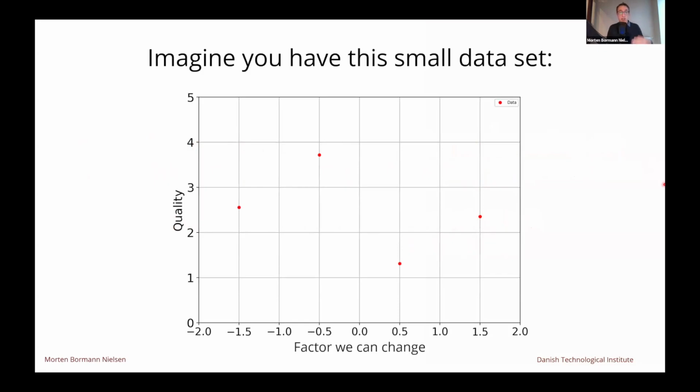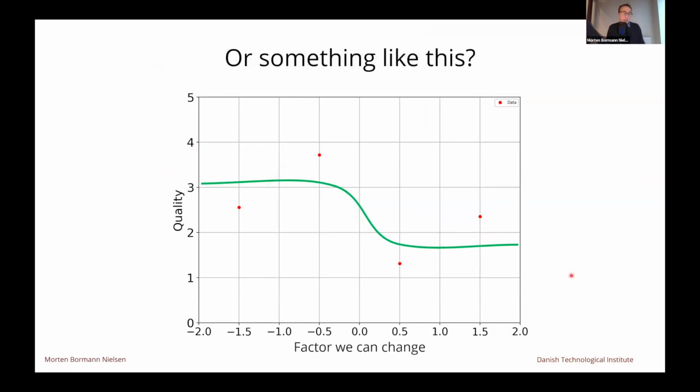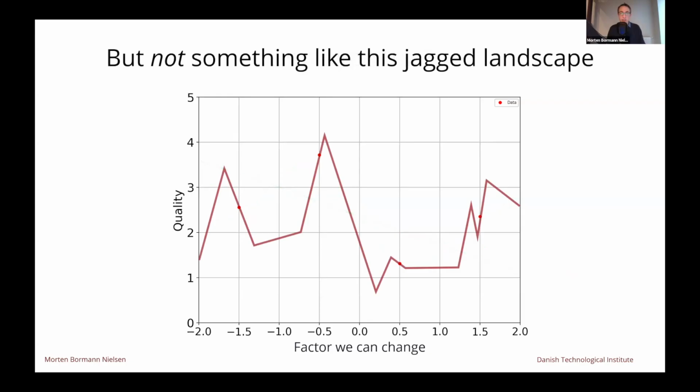But I want you to imagine that you have been given this small data set. There's a single factor that is changing along the x-axis. And again, we have quality along the vertical axis here. So the question is, how would you explain these data? What trend do you think is realistic to explain the data that you have here? Maybe you might imagine something like this, or you might imagine that the landscape looks like this, or like this, or something fourth.